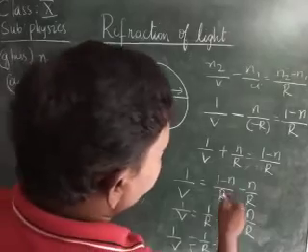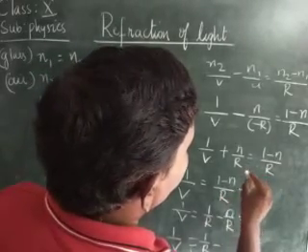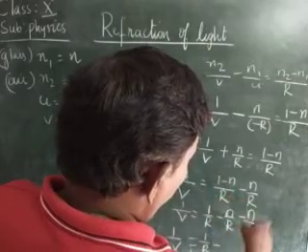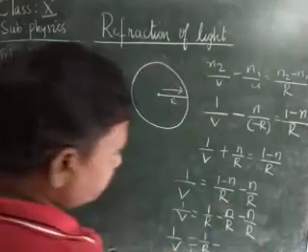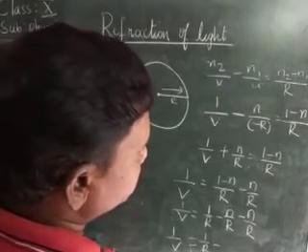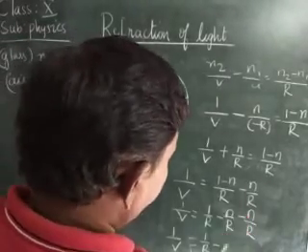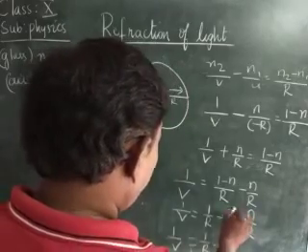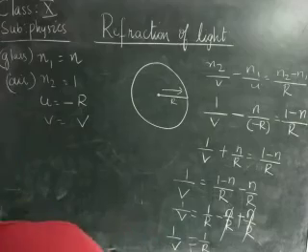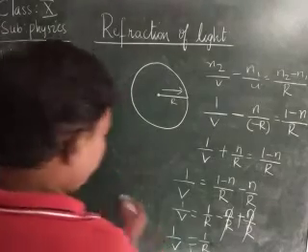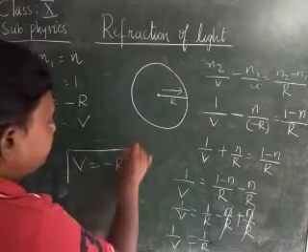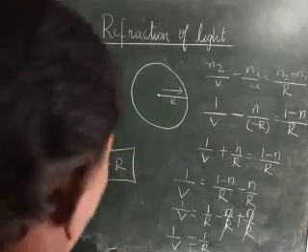Here we get minus of minus is plus n by r. Therefore minus n by r plus n by r cancel, we get 1 by v is equal to 1 by r. Therefore v is equal to minus r, children.